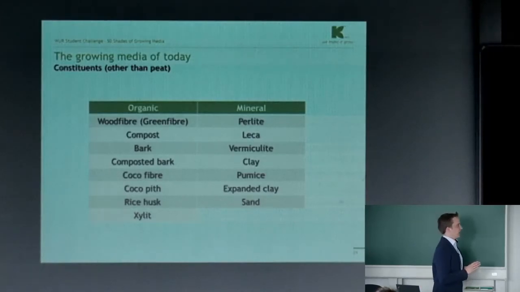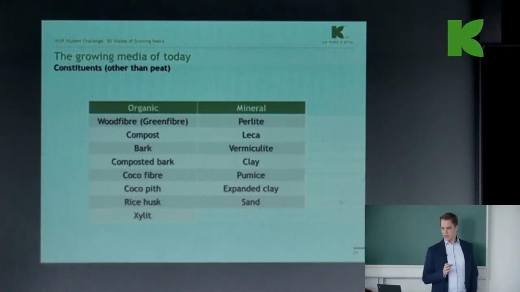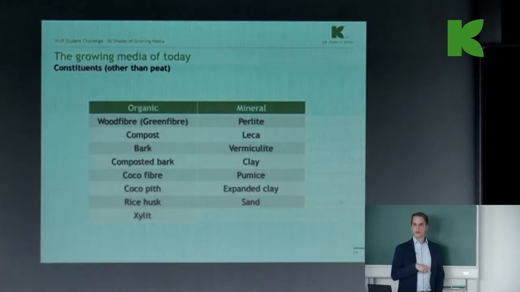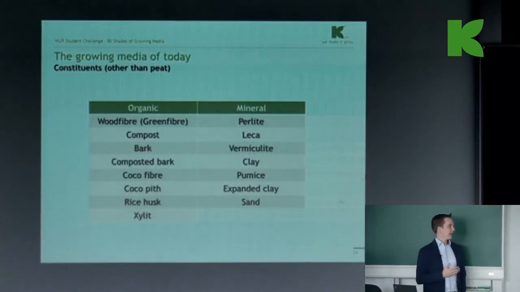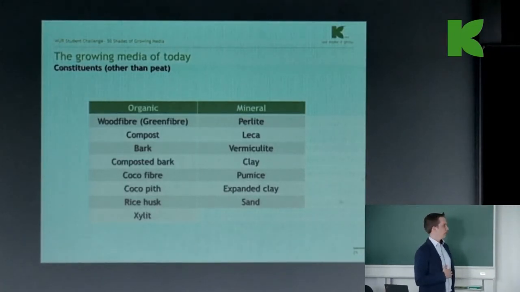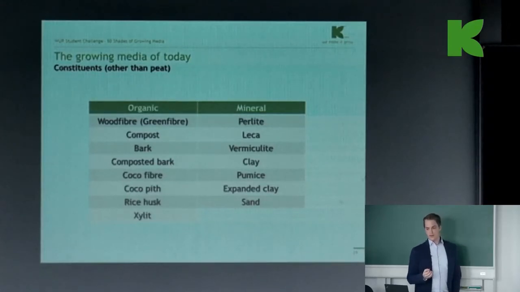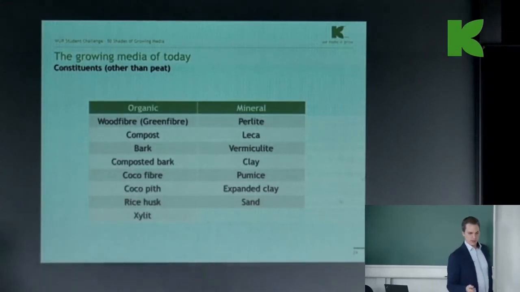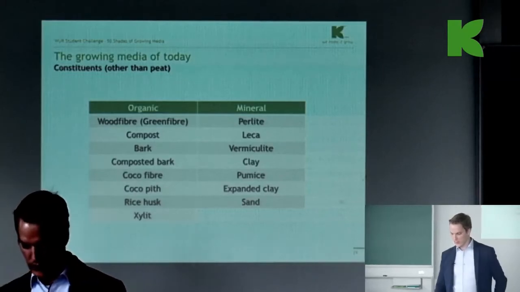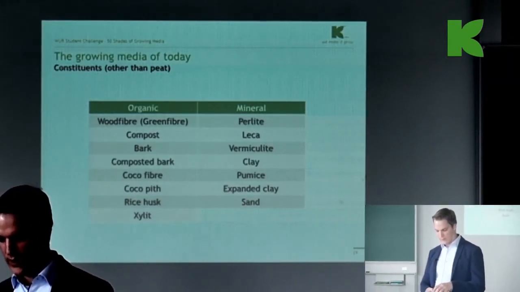What constituents are used today? I listed here the most important constituents which are already used instead of peat or together with peat. Wood fiber is a very nice material. We are producing that ourselves. It's a very, very lightweight, fluffy material.